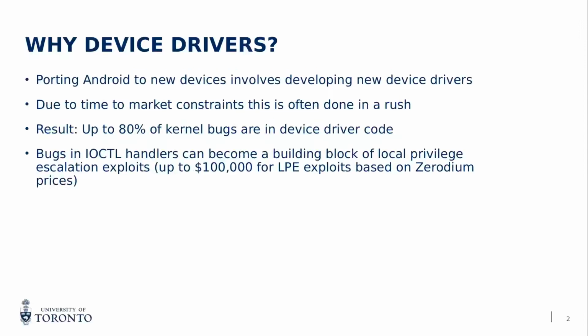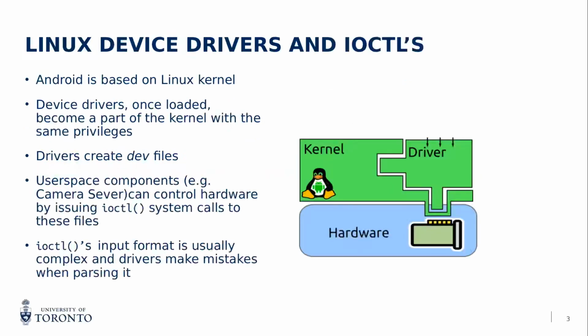So what makes Android drivers a source of a large number of bugs? Porting Android to a new board requires developing new drivers for this board. At the same time, Android smartphones is a highly competitive market, which makes manufacturers release new models in a rush and focus on functionality and features at the price of security. As a result, up to 80% of kernel bugs are bugs found in device drivers, which are a source of privilege escalation attacks. Let me briefly recap a few things about Android.